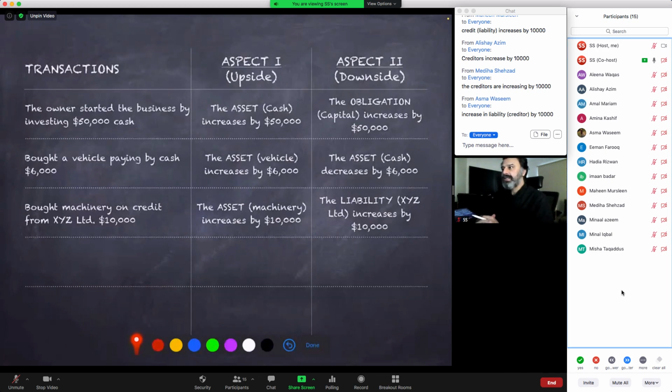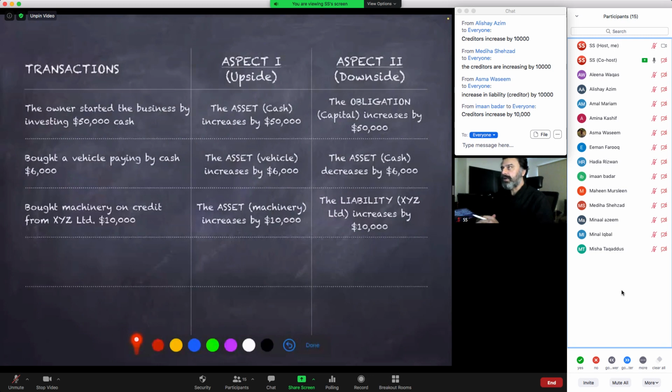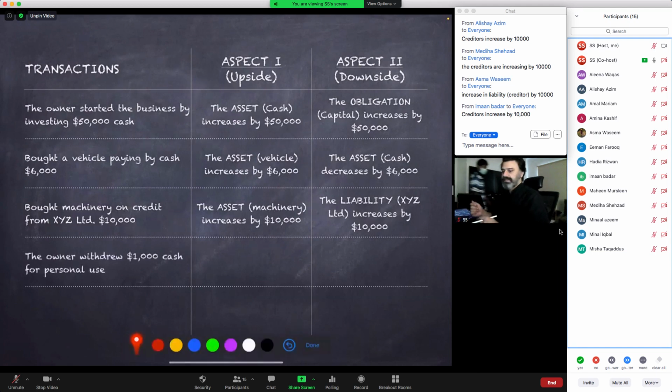So basically, in the duality principle, not just that you have to identify that there are two aspects, you need to learn to categorize these aspects as well, whether this is the upside or downside. Soon we will assign formal terms to these upside or downside, but right now all we have to do is identify for ourselves which is the upside and what's the downside, so that we can identify both aspects of the duality principle. Great, Iman, excellent. Iman, Asma, excellent. Right. So now the next transaction: the owner withdrew $1,000 cash.